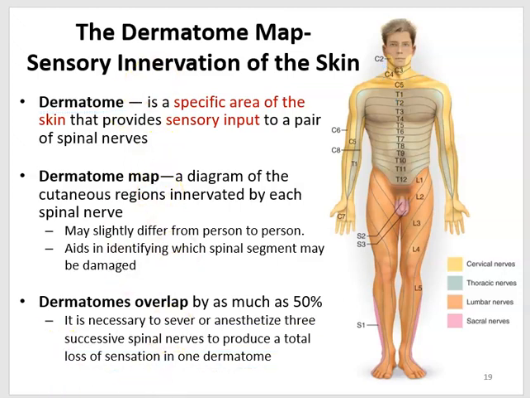But this dermatome map explains why it's important to anesthetize more than just a little tiny part of one specific spinal nerve. And it could vary a little bit from person to person as well.